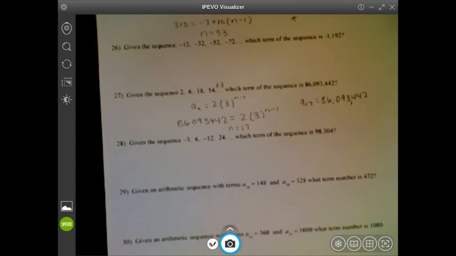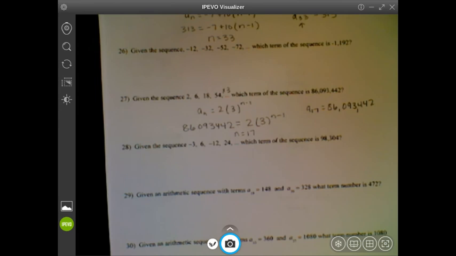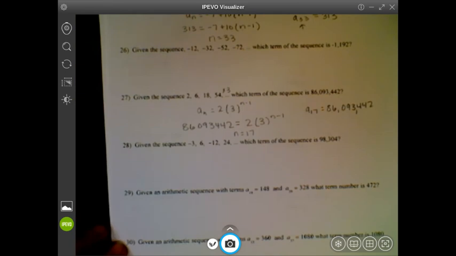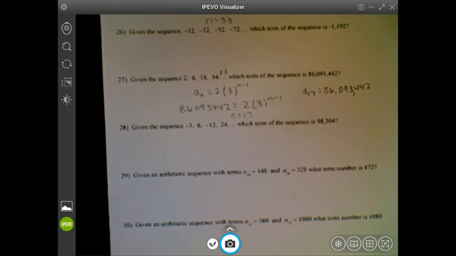All right, so your homework is to finish these guys as well. So you should have all of the evens on the first page, all the evens on the second page, and then you have 26, and then the rest of these 29 through 32. So pretty much all the evens with a couple extras thrown in there.